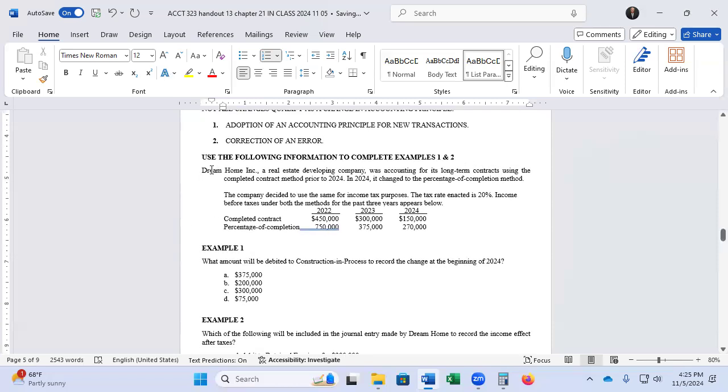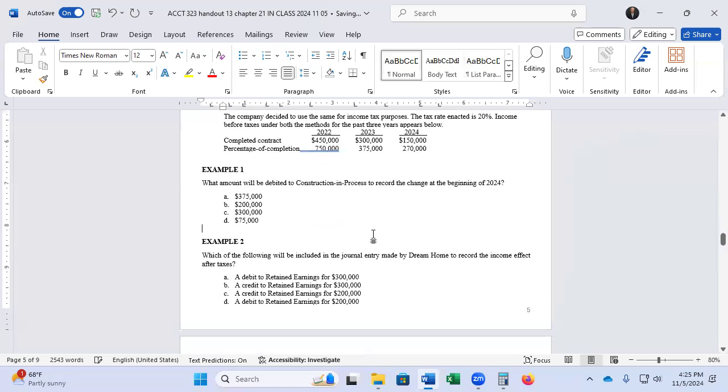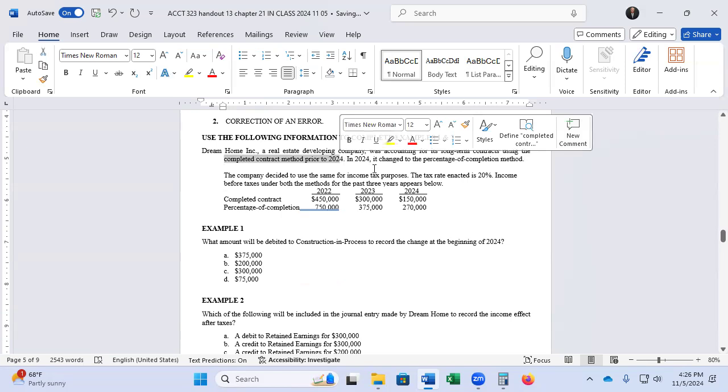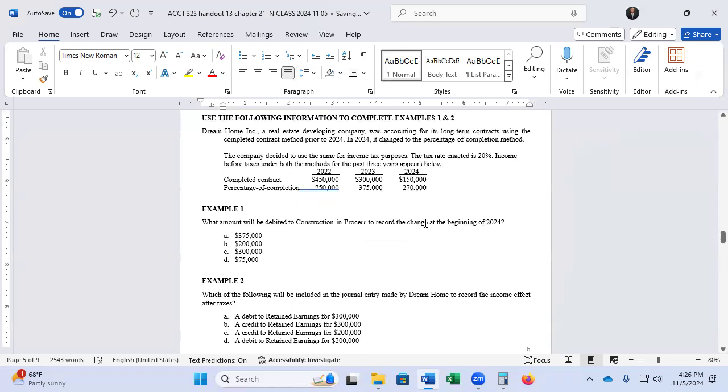So we have the following information to complete examples 1 and 2. Dream Home, a real estate developing company, was accounting for its long-term contracts using the completed contract method prior to 2024. In 2024, it changed to the percentage of completion method. The company decided to use the same for income tax purposes. The tax rate enacted is 20%. Income before taxes under both methods for the past 3 years appears below. What amount will be debited to construction in process to record the change at the beginning of the year?